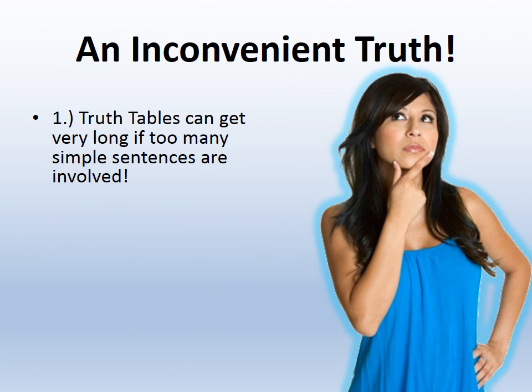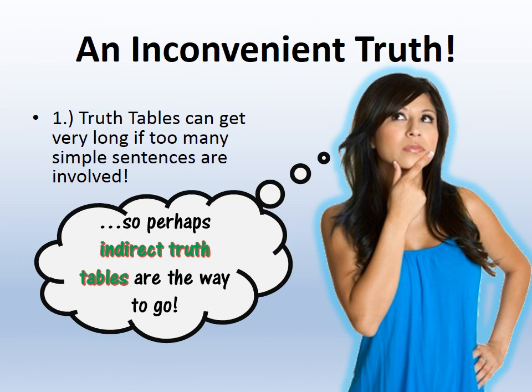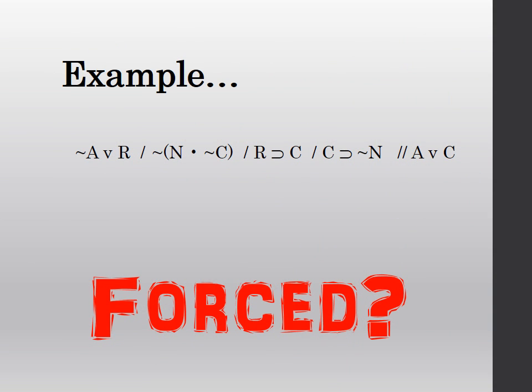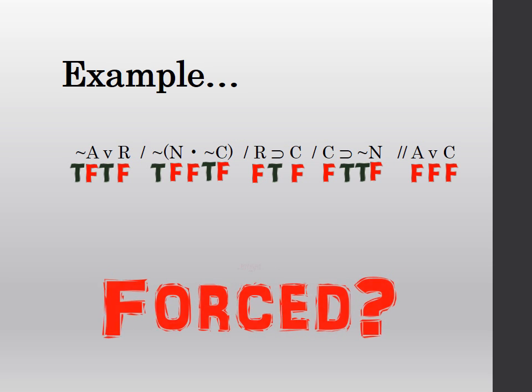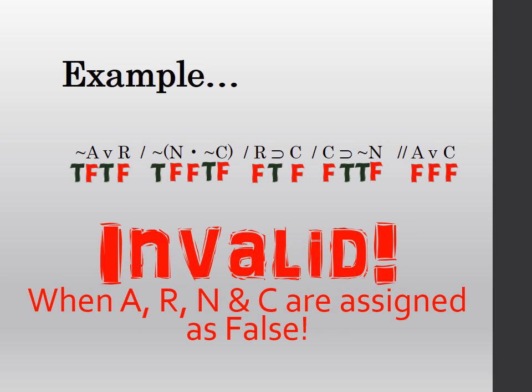Now you may think that we can solve this problem by going with indirect truth tables, and we found that was an effective way of handling the argument that we just looked at. What we did was try to figure out a way in which the premises could all be true and the conclusion still turn out false. And if we could find that, then we invalidated the argument. And we found precisely the row on the truth table, the row where A, R, N, and C are all assigned false, in which we would have invalidated the argument on a direct truth table.